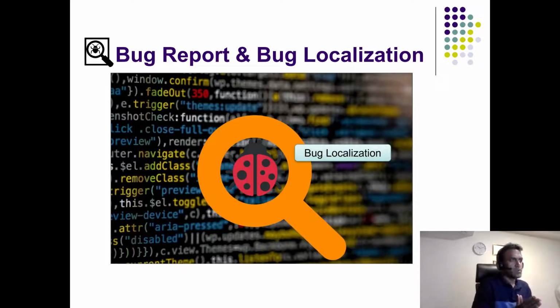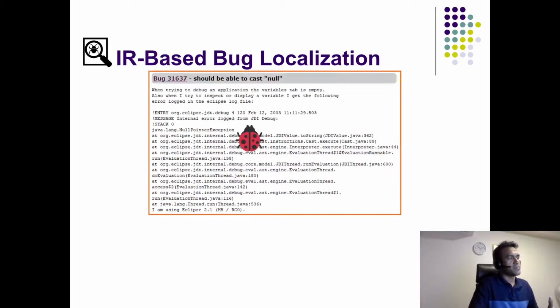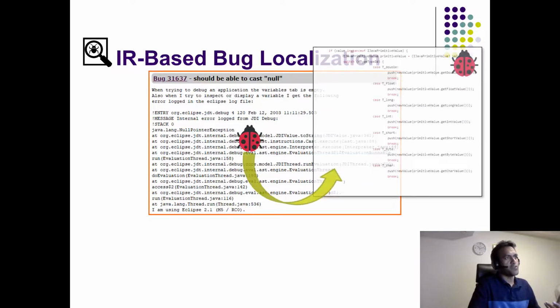In this talk, I am going to focus on a specific type of bug localization called IR-based bug localization. That means we will use information retrieval techniques for localizing the bug. If information retrieval does not ring a bell, think about Google search. You submit a query, and against that query, you try to find some relevant results. Similarly, in information retrieval techniques, the bug report is considered as a query to find the buggy code from the code base.